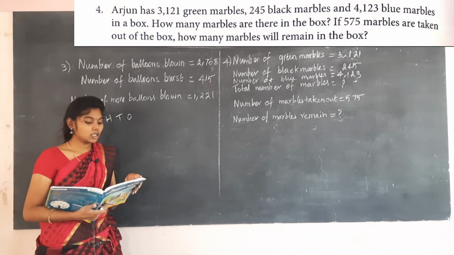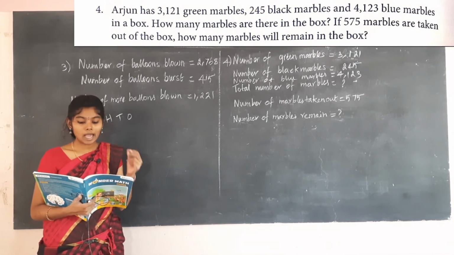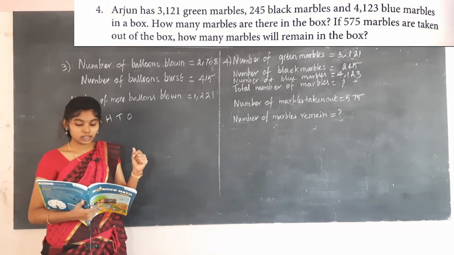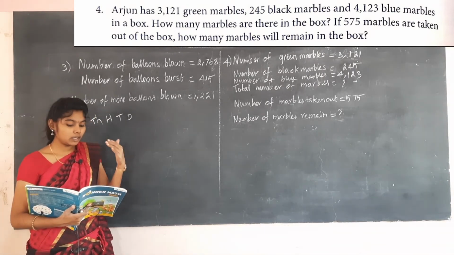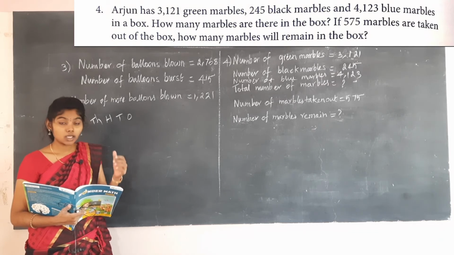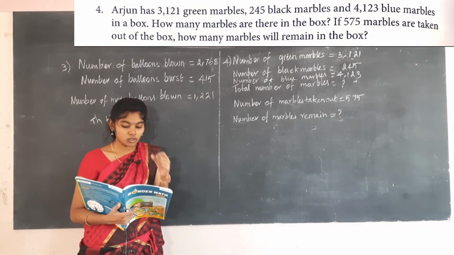Arjun has 3,121 green marbles, 245 black marbles, 4,123 blue marbles in a box. How many marbles are there in the box? If 575 marbles are taken out of the box, how many marbles will remain in the box?